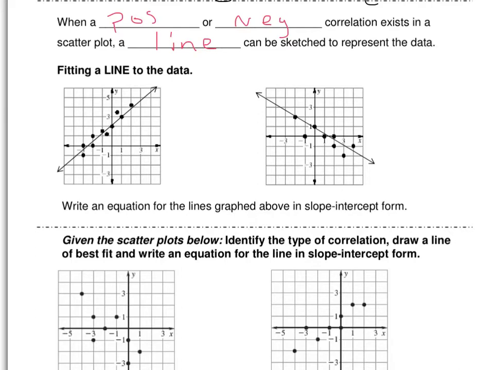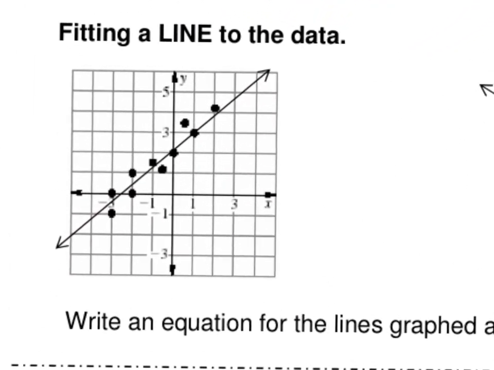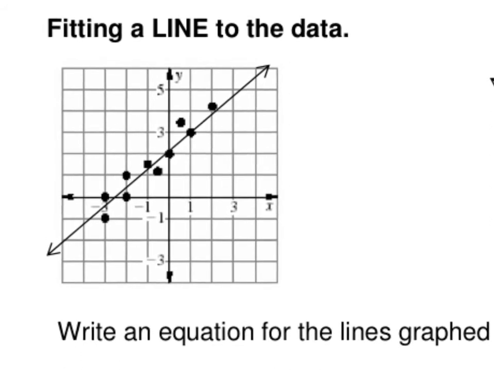They want us to write an equation for the lines graphed above in slope-intercept form. So first thing we did was we drew our line, and then from that line, we're going to need to find 2 points on that line that we can use to find slope and the y-intercept. Okay, so I'm going to use the y-intercept of 2, so my b is 2, so we need m and b to write our equation.